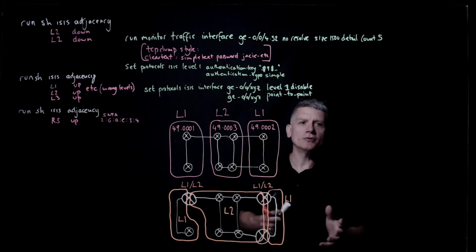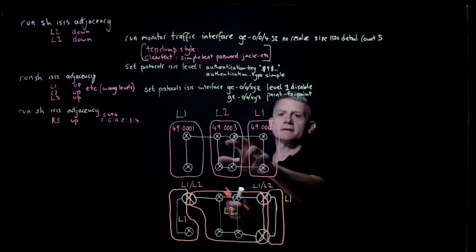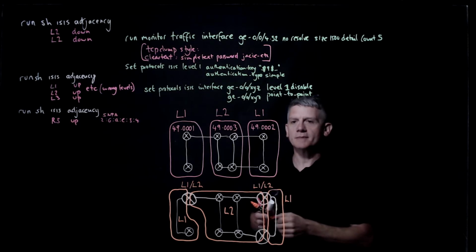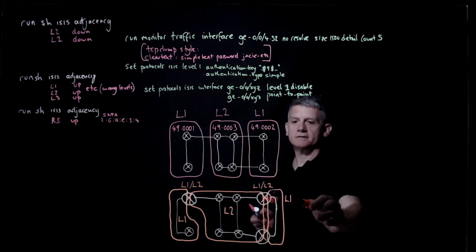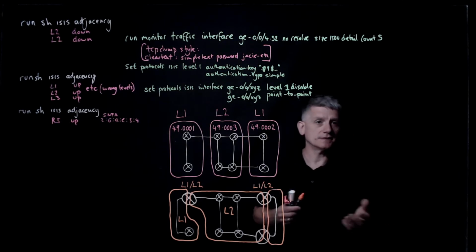there are really two rules that help us here. The two ISIS rules, easy to forget. The first rule is, where areas meet, you must have a level 2 relationship. And what that means is that this router must be running level 2 to this router, as we see here. This has to be a level 2 relationship, because if it isn't a level 2 relationship, it doesn't work.